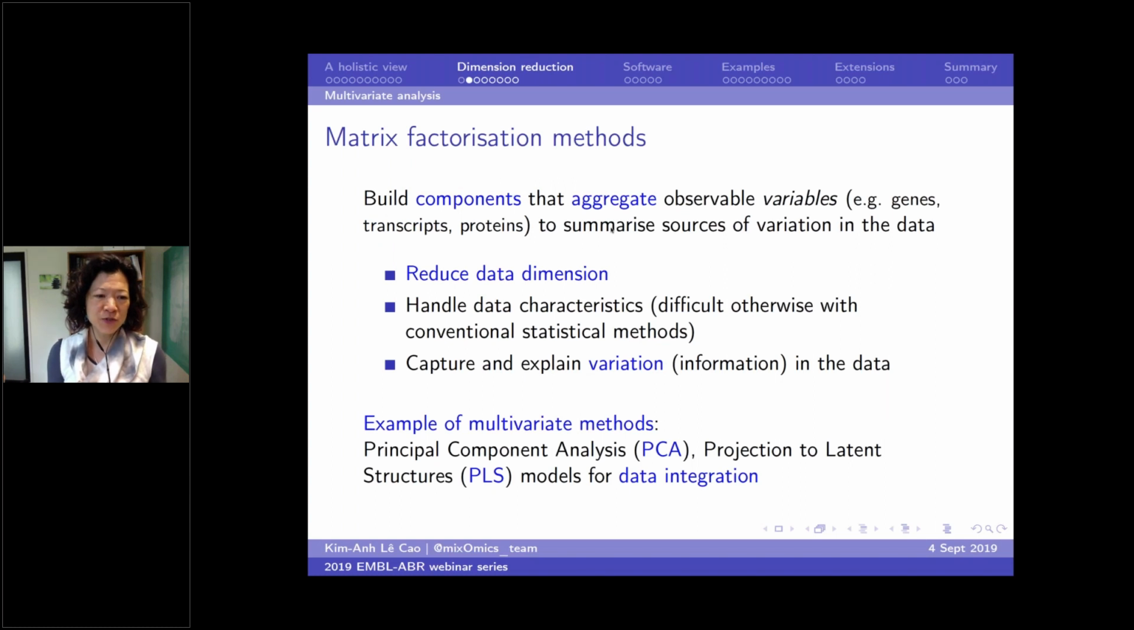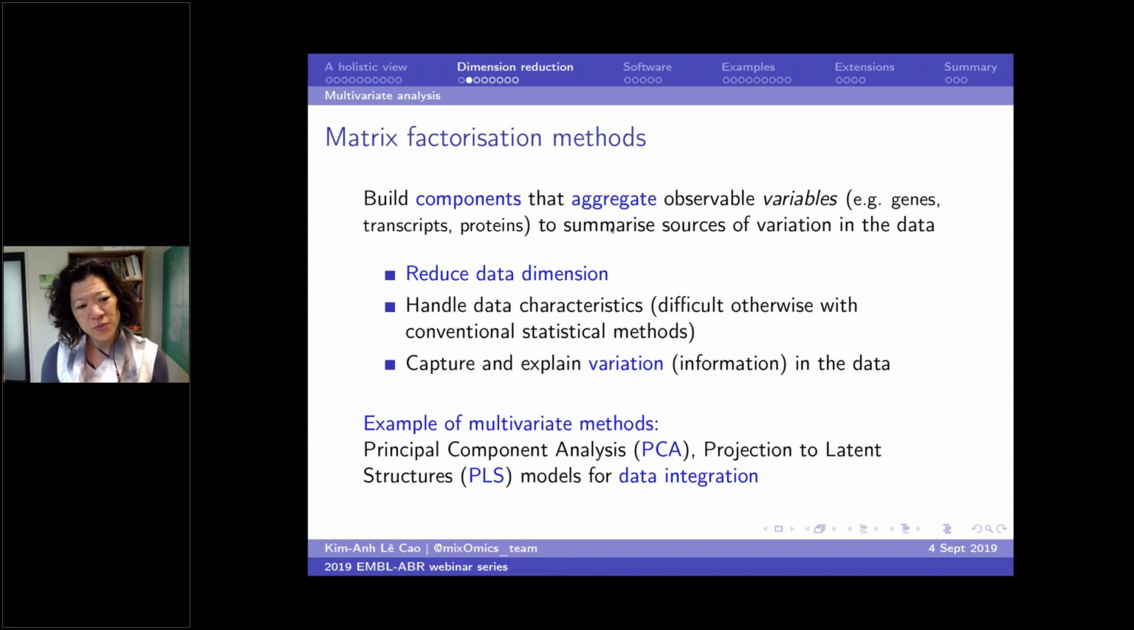So we use matrix factorization methods, and basically what they do is that they build what we call components. Components are artificial variables that aggregate the variables that we have observed. So here in my case, variables are the genes, transcripts, the proteins, and we are going to aggregate those variables in order to summarize the sources of variation in the data. And for us, the variation in the data is the information from the data. And by doing that, we're going to reduce the data dimension.